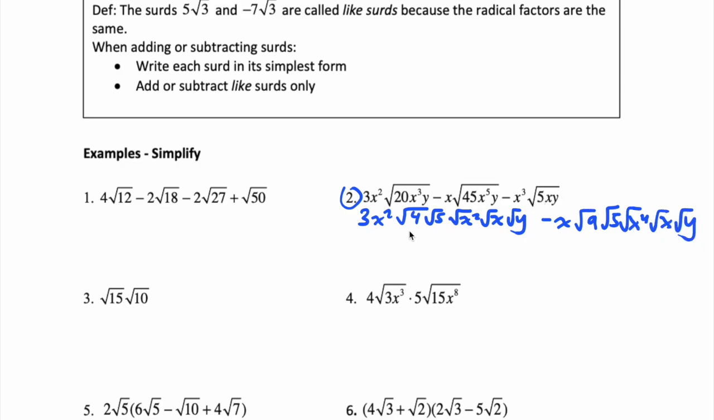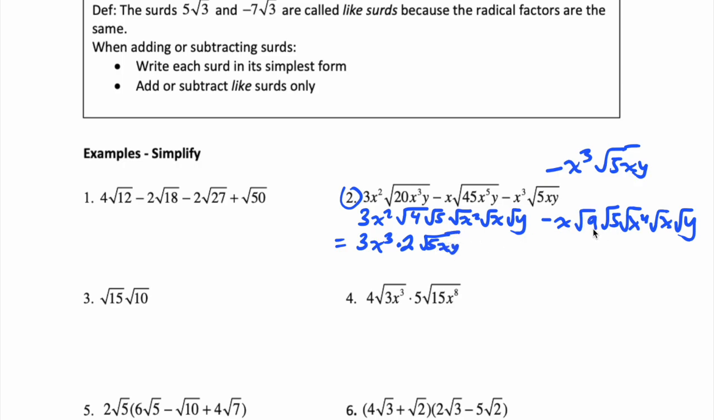And then the last term, let me write it up here. I don't have much room. We can't simplify the next one anyway. Okay, so that gives us, now root x squared is just x, so we're going to have 3x cubed times 2. This is root 5 and root x and root y. So that's root 5xy.